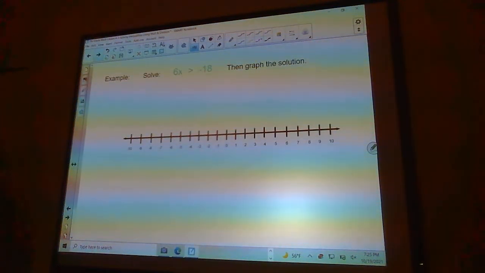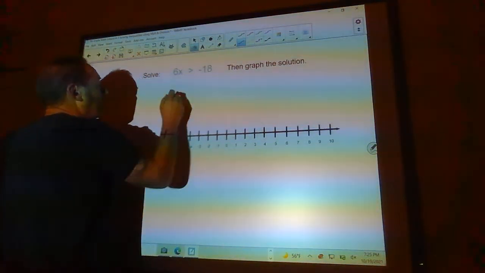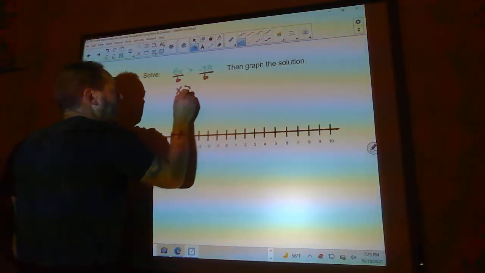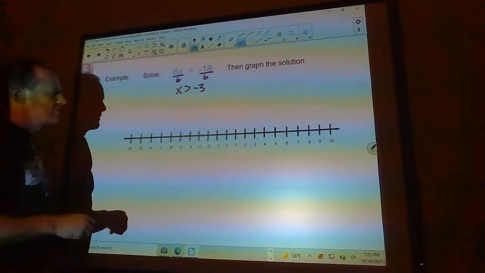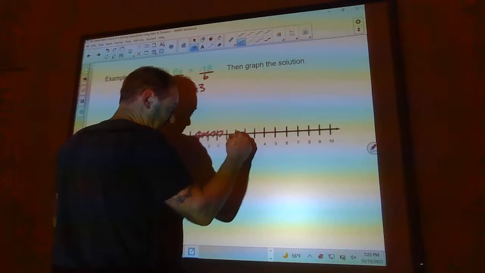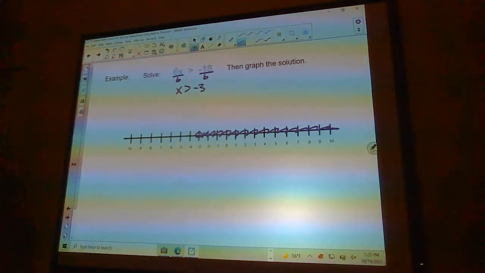All right, solve this one. 6x is greater than negative 18. Go ahead and pause the video and do this, and then jump back on here and see how you did. Okay, so I'm going to divide both sides by 6. I'm going to get x is greater than negative 3. Seem to have a lot of negatives on this thing. So I'm going to have an open circle here at negative 3, and I want greater than, so I'm going to shade that side. Piece of cake.